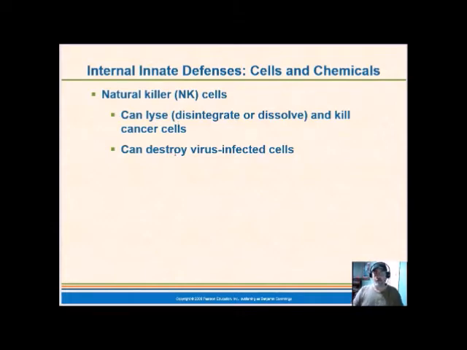They also work on virus infected cells, because cells that have viruses in them actually put on the surface of the cell some components that the viruses code for, and that makes the cell look different.